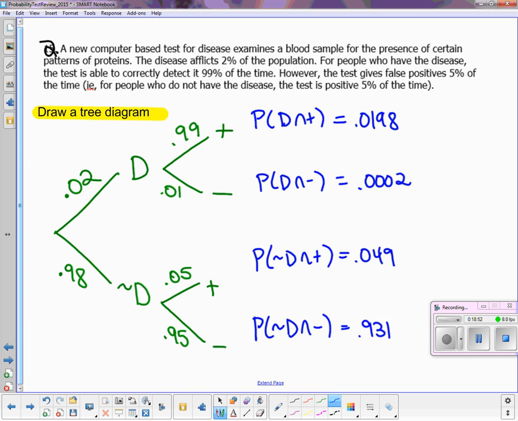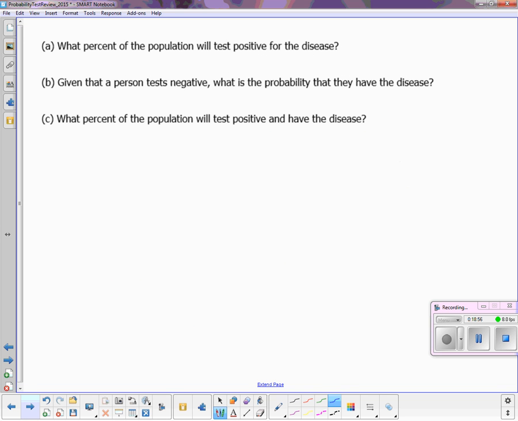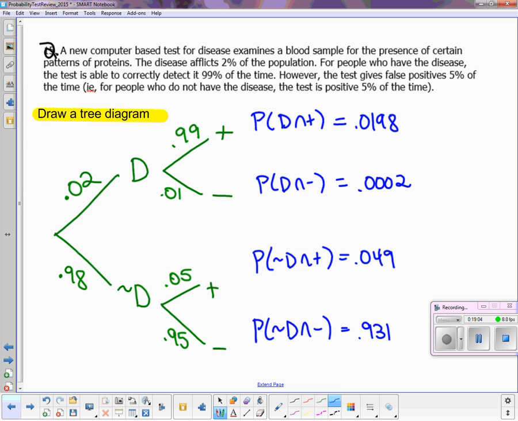So now some of the questions start appearing. The first question says, what percent of the population will test positive for the disease? So when I look back at my tree, what am I looking for here? What 2 numbers? Well, I just told you the hint. They're going to test positive and have the disease, or they're going to test positive without the disease, right? So those you're going to add together. It's one or the other.